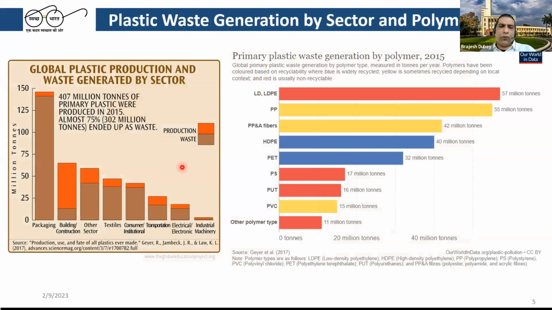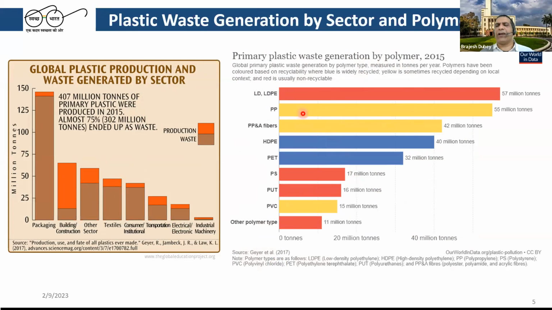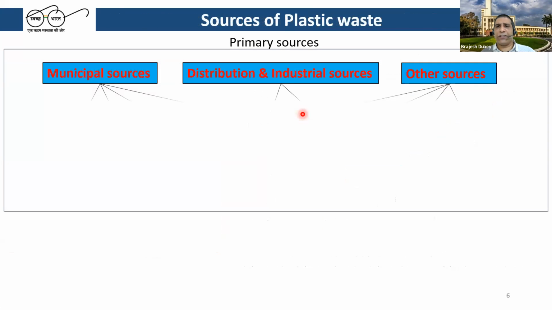Most of the plastic we use is packaging. We use a huge amount of plastic in packaging. We also use it in buildings and construction, and in other sectors: textiles, transportation, electrical and electronics. In terms of polymer type, LDPE, polypropylene, HDPE, PET, polystyrene, a variety of plastics are being used in different industrial applications.